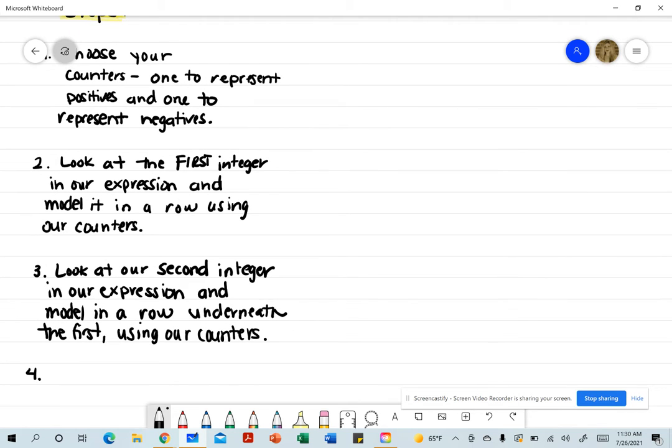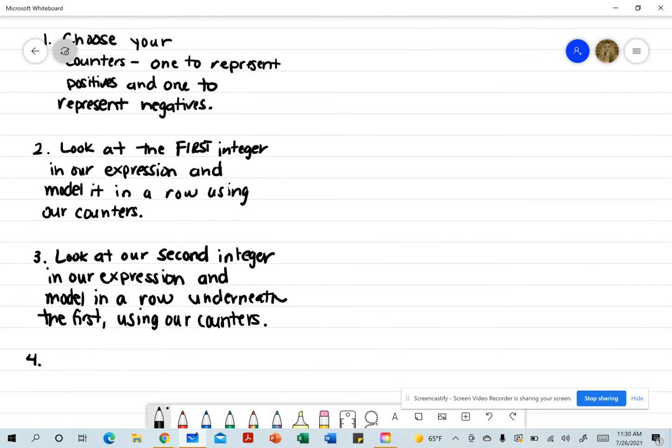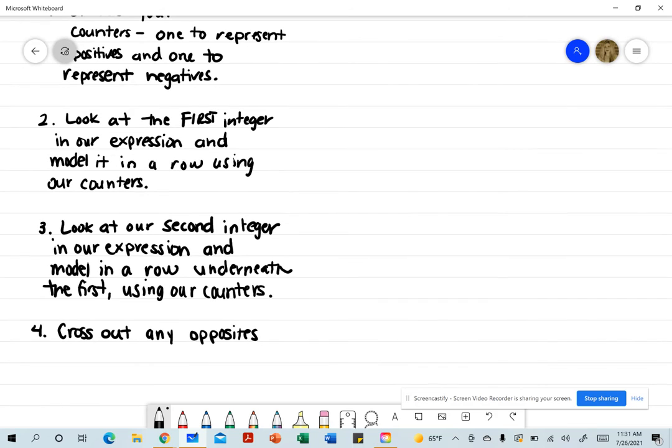Now, our final step, or our second to last step, I should say, is to cross out any opposites. Because as we know, opposites cancel, right? If I have a positive 1 and a negative 1, well, what do I get? If I move forward 1 and back 1, I get back to 0. They cancel each other out. So we cross out any opposites to represent them canceling.